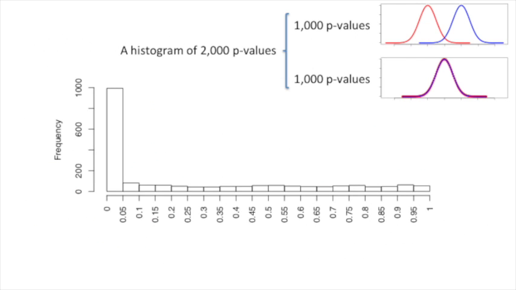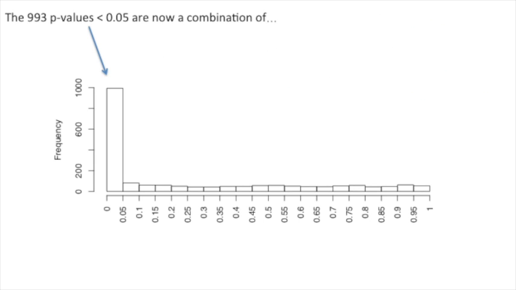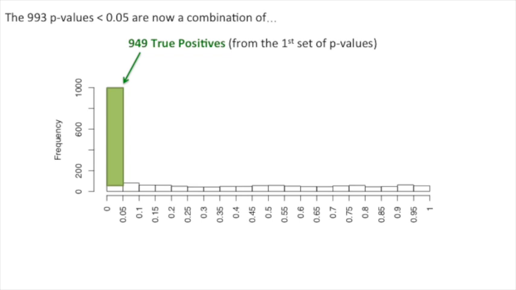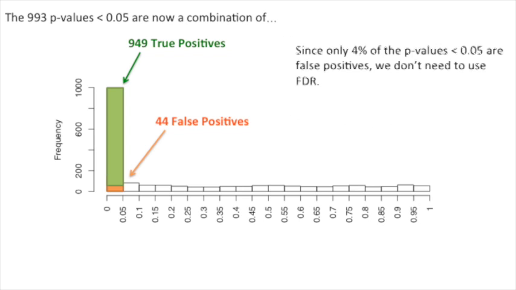Now we have a histogram of 2,000 p-values. 1,000 p-values from the first bunch of tests where we had 2 separate distributions, and 1,000 p-values from the second set of tests where we took all the data from the same distribution. The 993 p-values less than 0.05 are now a combination of 949 true positives from the first set of p-values and 44 false positives from the second set of p-values. Since only 4% of the p-values less than 0.05 are false positives, we don't need to use edgeR.